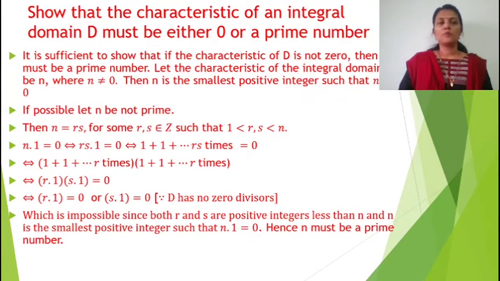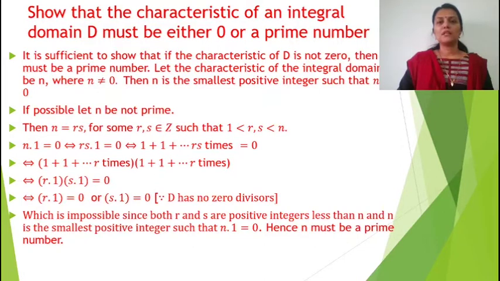Now we have one more problem to be solved. Show that the characteristic of an integral domain D must be either 0 or a prime number. It is sufficient to show that if the characteristic of D is not 0, then it must be a prime number. So let the characteristic of the integral domain be n, where n is not equal to 0. Then by the definition of characteristic, n is the smallest positive integer such that n into 1 equals 0. If possible, let's take it's not a prime number, that is, it's a composite number.